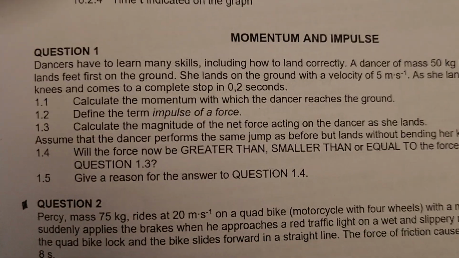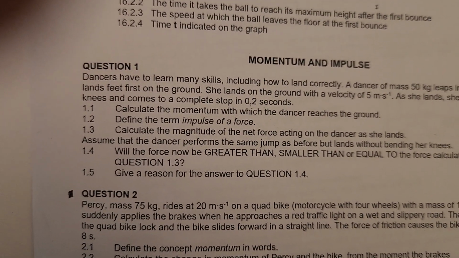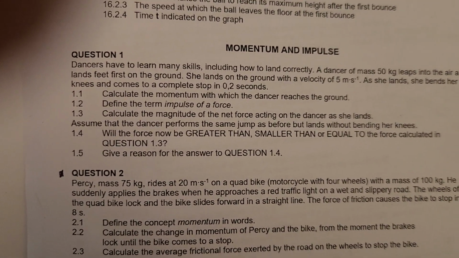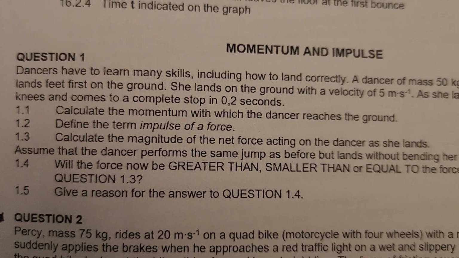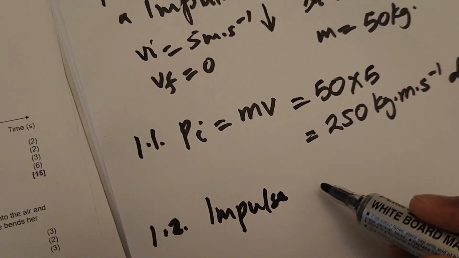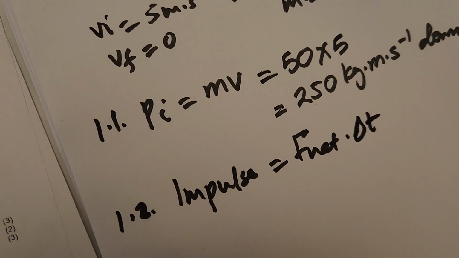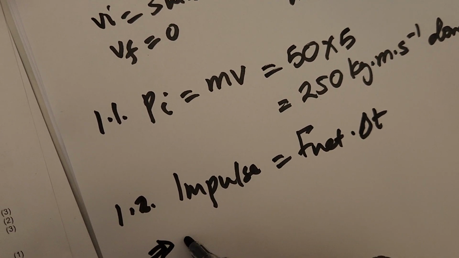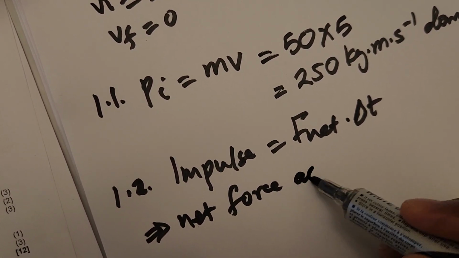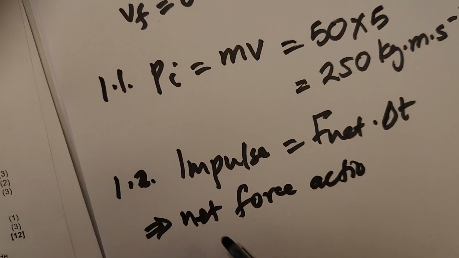Let's continue and find out what else we need to calculate in 1.2. Now they are saying to us in 1.2 we are not calculating, but we are defining. Define the term impulse. Now what is impulse? Remember, when we define impulse, we are using that formula of F net delta t. Therefore, it means that the definition of impulse will be the net force acting on an object. The product, sorry. Let me start properly.